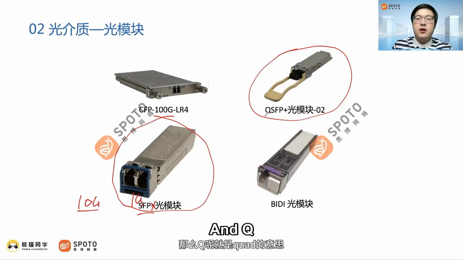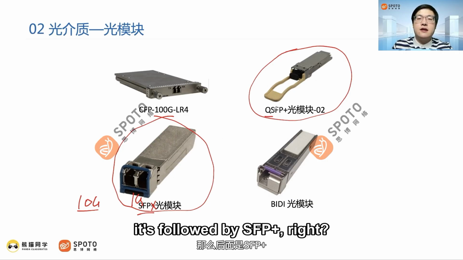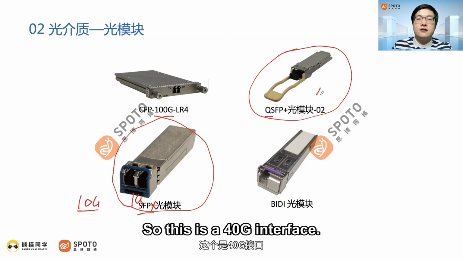And Q. Q stands for quad, meaning 4 times. Then, it's followed by SFP plus, right? SFP plus is 10 gigabit. So 4 times 10 is a 40G interface, right? So this is a 40G interface.